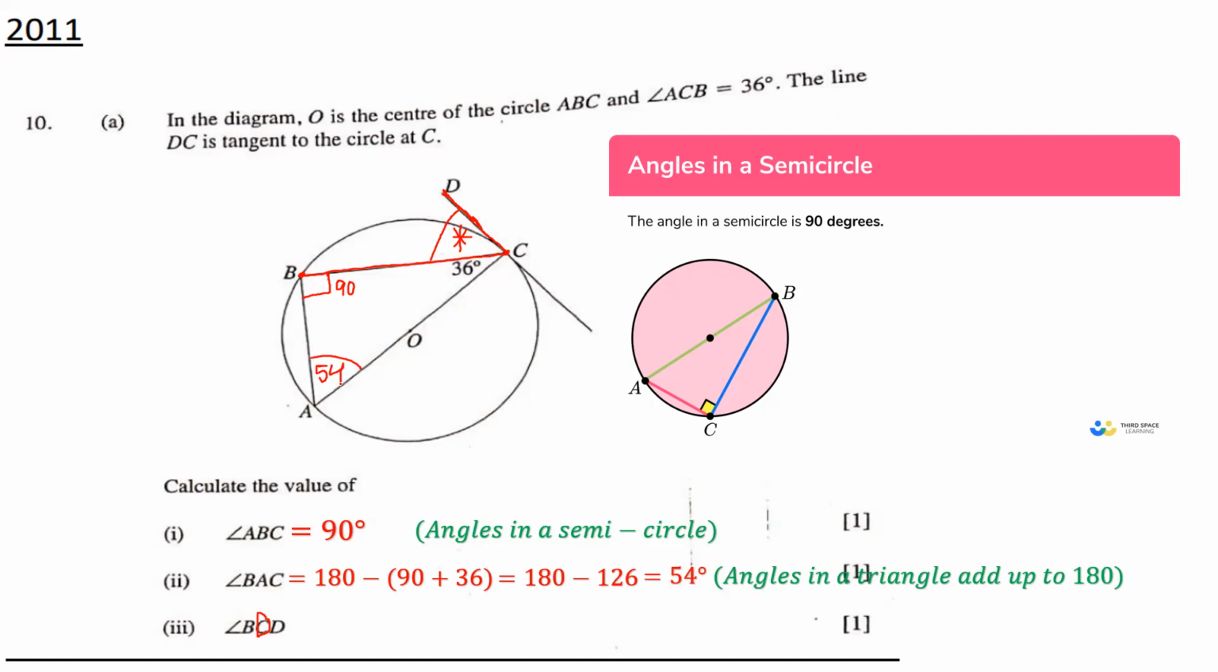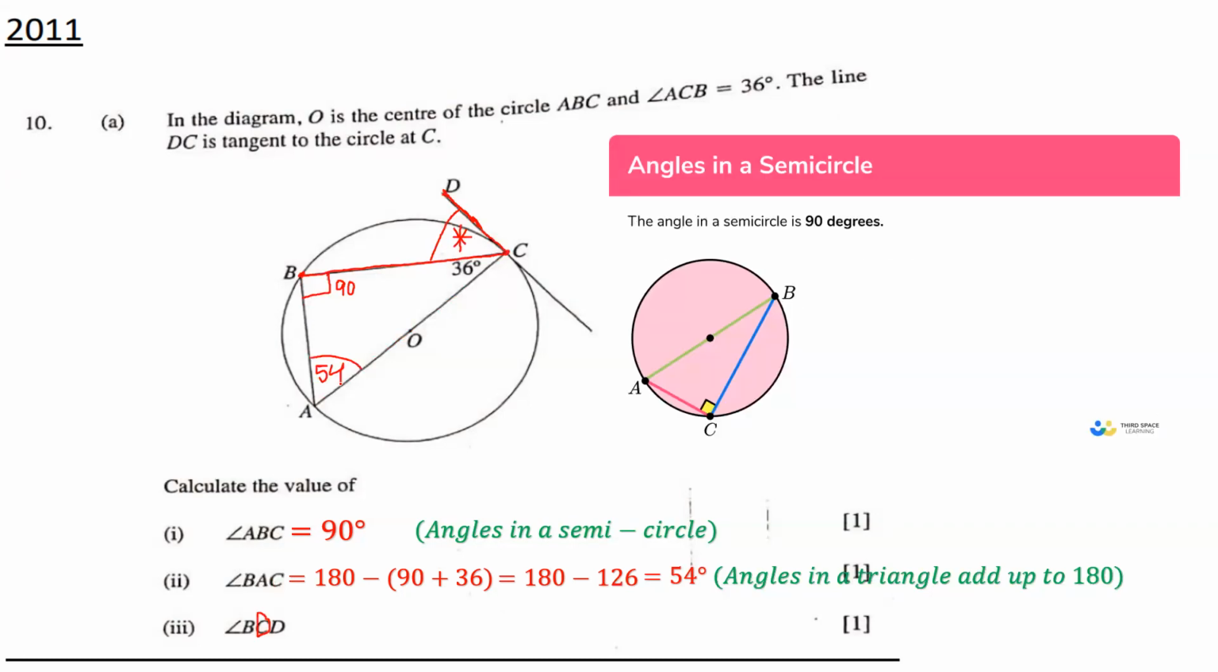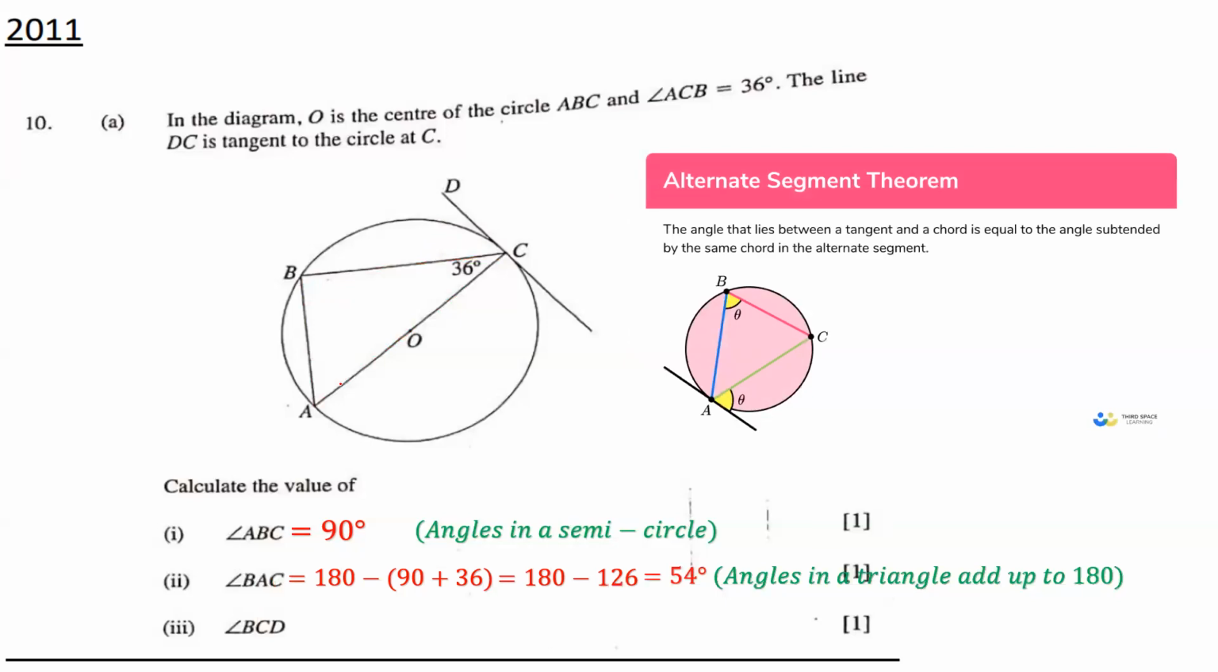And that's because we're about to use the alternate segment theorem. And the alternate segment theorem says the following. It says that the angle that lies between a tangent and a chord is equal to the angle subtended by the same chord in the alternate segment.